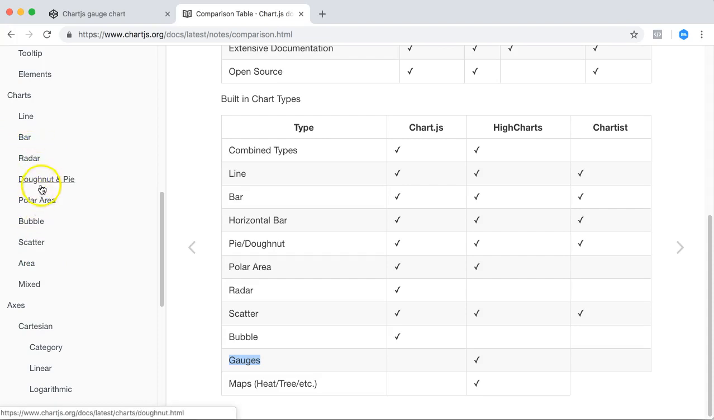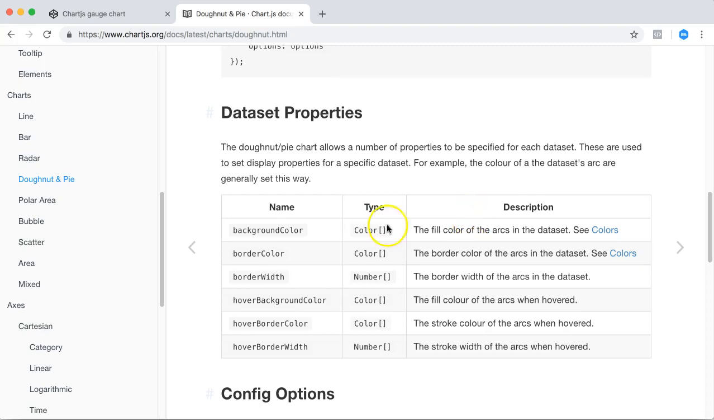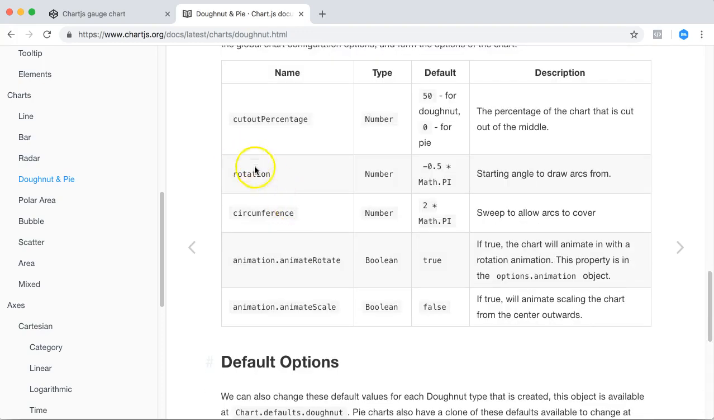So we go here, we go to the donut chart, and we need only two things here. If you scroll down to the bottom somewhere, we have all these options. And if you check my course out, I go deep into this and I even discuss this as well, but it's just fun to see this. So here we have something that's really nice, and that's what we call the circumference. Yes. Sweeps to allow arcs to cover.